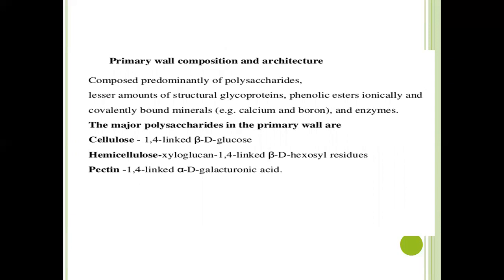Primary wall composition and architecture. It is composed predominantly of polysaccharides, with lesser amounts of structural glycoprotein, phenolic esters, ionically and covalently bound minerals, for example calcium and boron, and enzymes. The major polysaccharides in the primary walls are cellulose, which is 1,4-linked beta-D glucose, hemicellulose, xyloglucan, 1,4-linked beta-D hexosyl residues, and pectin, 1,4-linked alpha-D galacturonic acid.